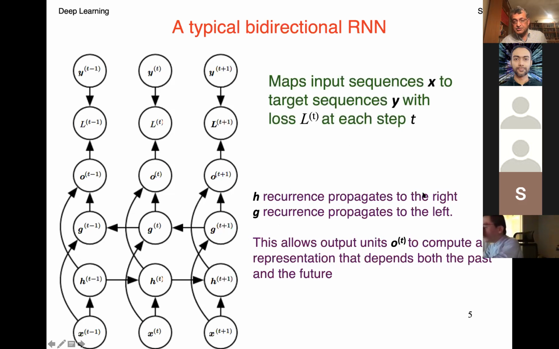The h recurrence propagates to the right, and the g recurrence propagates the other way. This allows the output units o_t to compute a representation that depends on both the past and the future. Apparently, this is a pretty important idea, like today's famous transformer models such as BERT. The B stands for bidirectional, right? It's a transformer model where the context is represented as a vector, the attention vector, and so on.